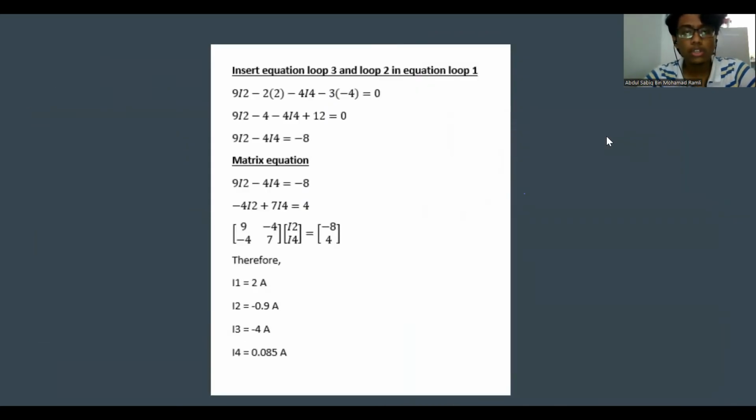Then we insert the equations of loop 3 and loop 1 into the equation of loop 2. After we substitute the values, we get 9I2 minus 4I4 equals negative 8. We use Cramer's rule and we get the values of I1, I2, I3, and I4, which are I1 equals 2A, I2 equals negative 0.9A, I3 equals negative 4A, and I4 equals 0.0845 ampere. That's all for me. I will pass to Luis for task 2.